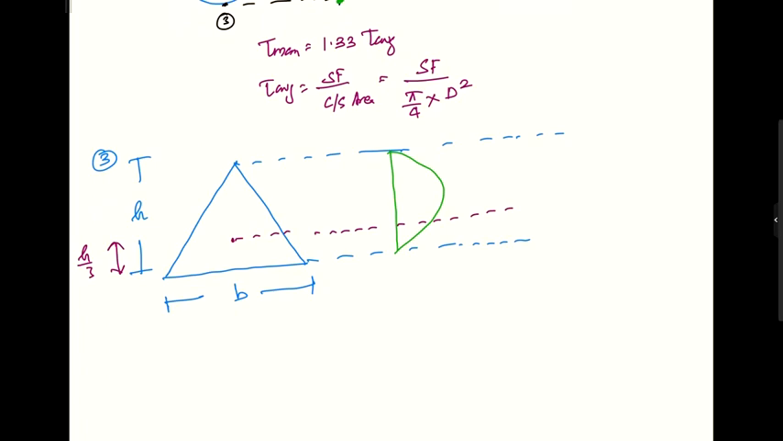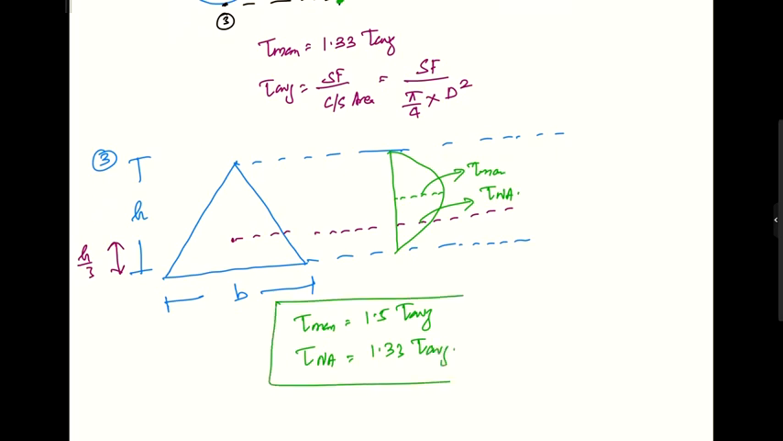The maximum will be at the mid span, and I'll get it as tau max, and I will denote this one as tau neutral axis. After comparing all this, I will get tau neutral axis as 1.33 tau average, and tau max as 1.5 tau average. That is, tau max is 1.5 tau average, and tau at neutral axis is 1.33 tau average. You just need to understand this also.